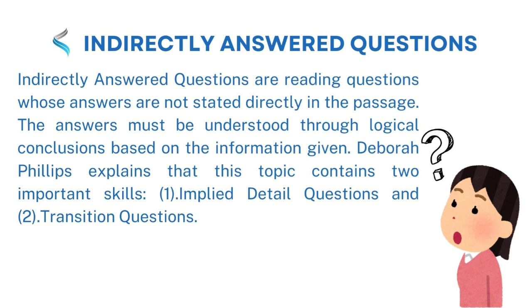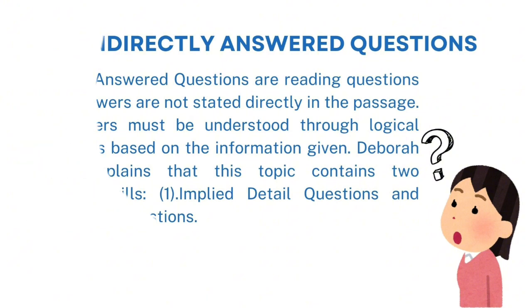In the Longman TOEFL book, this topic contains two major skills or strategies that help test takers identify information that the text suggests indirectly. So there are two types of indirectly answered questions. The first one is the implied detail question strategy, and number two is the transition question. Okay, let's start with the implied detail question.